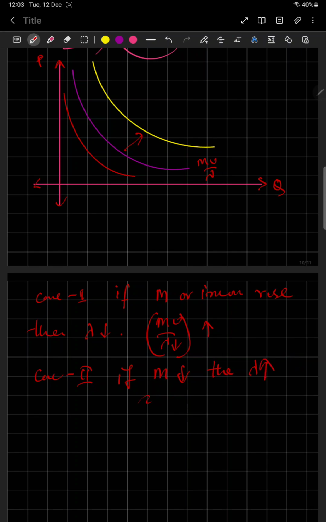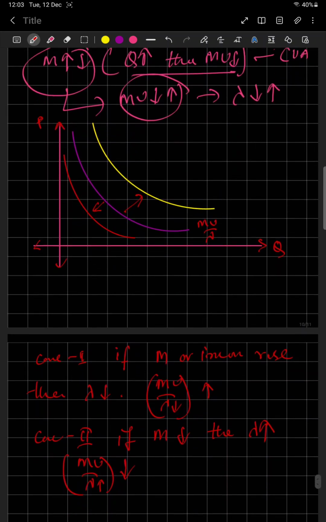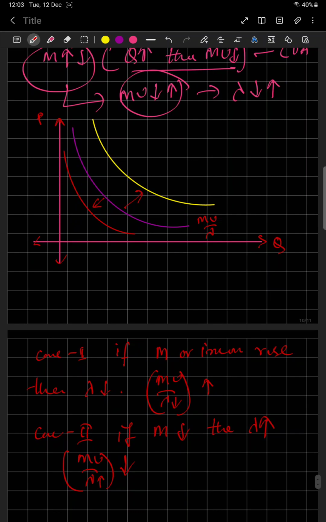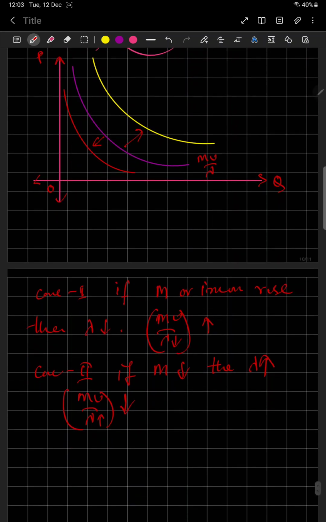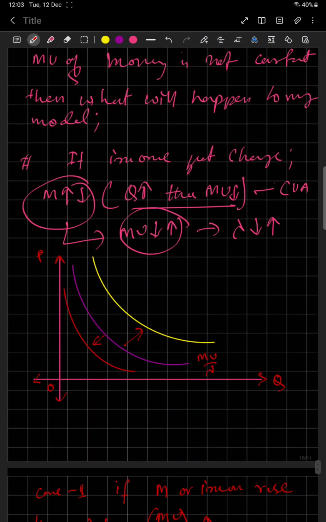Case 2: if M falls, then the marginal utility of money will rise. So in that case, for mu by lambda, if the denominator rises, obviously this value will fall. Then I will move to the left side demand curve. So if the marginal utility of money or income changes, my demand curve will shift to the left or right based on my income. So let's stop the discussion. Thank you.